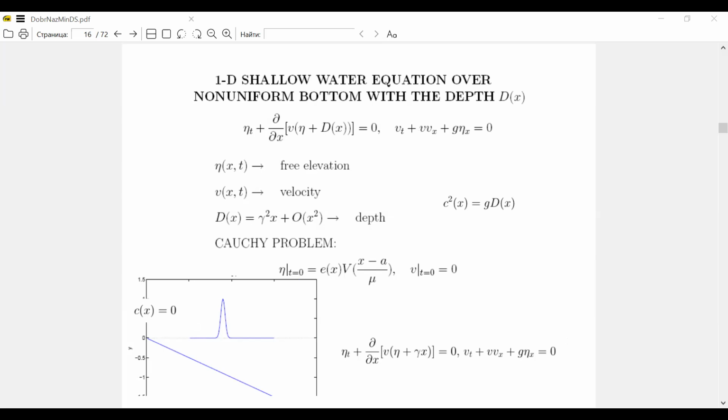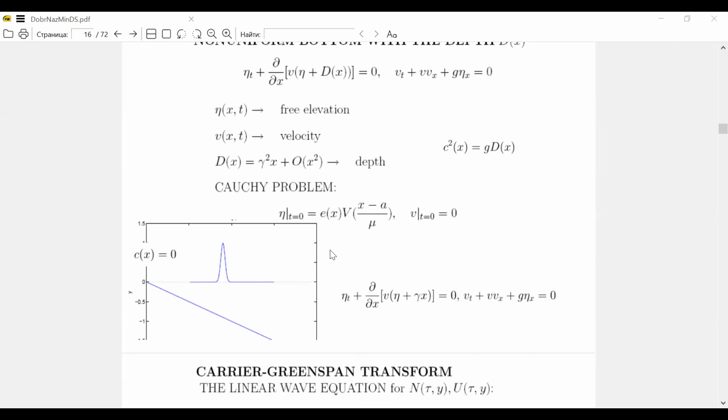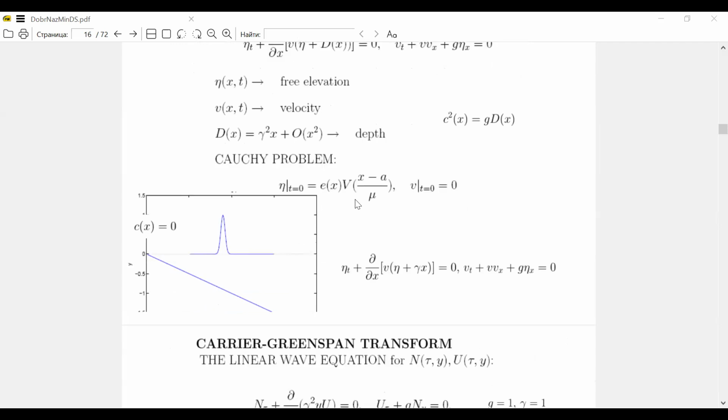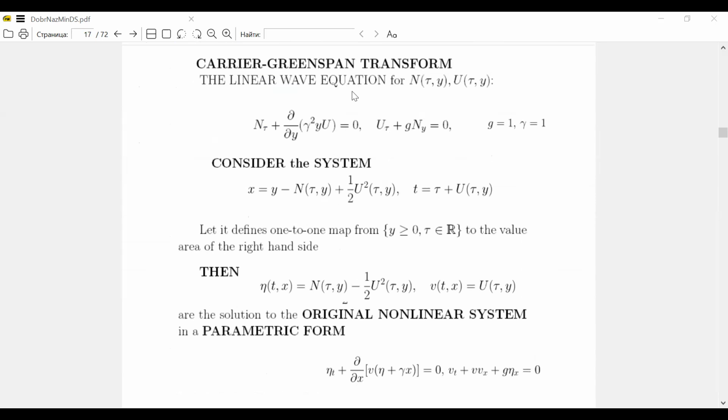So this is the curve. And so, what is the depth? The bottom is defined by the linear function. And then we can construct, consider this type, for instance, the Cauchy problem, but there exists the Carrier-Greenspan transform.